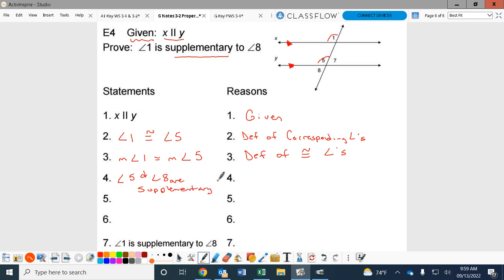Now, we just said it's because they make a straight line. Does anybody remember what two angles on a straight line are called? What makes two angles on a straight line? It's in the name. On a line. Linear pair. Nice. I heard it. Linear pair is correct. Good, good, guys.